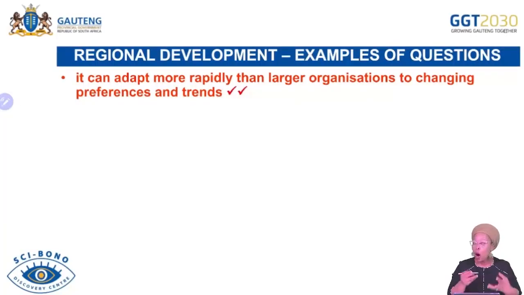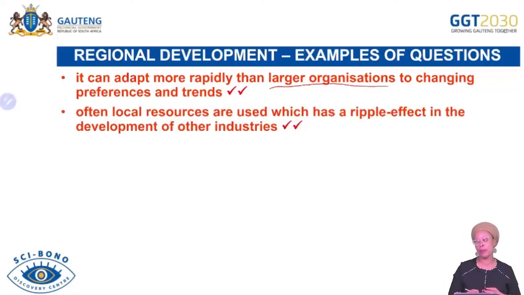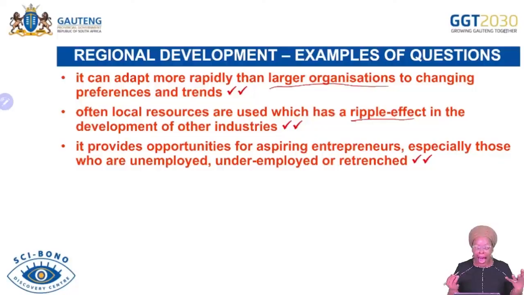They can adapt more. These small and medium businesses can adapt more rapidly than larger organizations to changing preferences and trends of consumers. And often local resources are used. Most of these small, micro, and medium businesses use local resources, which will help to have a ripple effect in the development of other industries. And they also support larger undertakings because they supply them with stock, they supply them with resources.